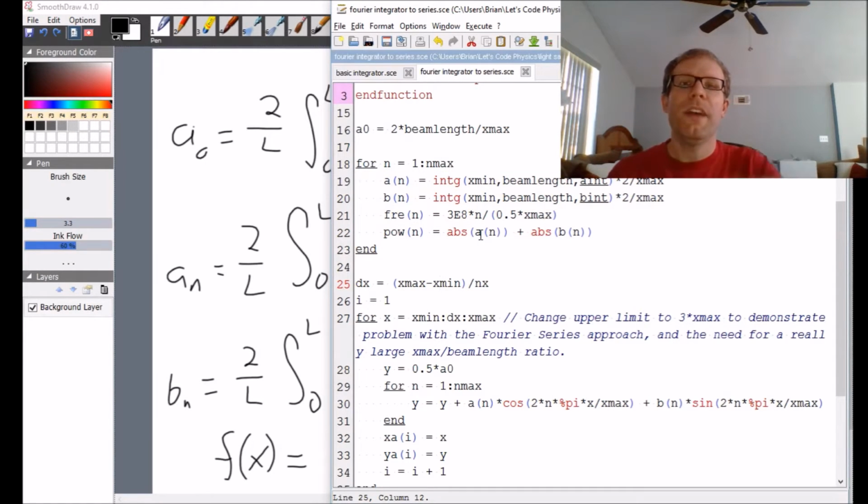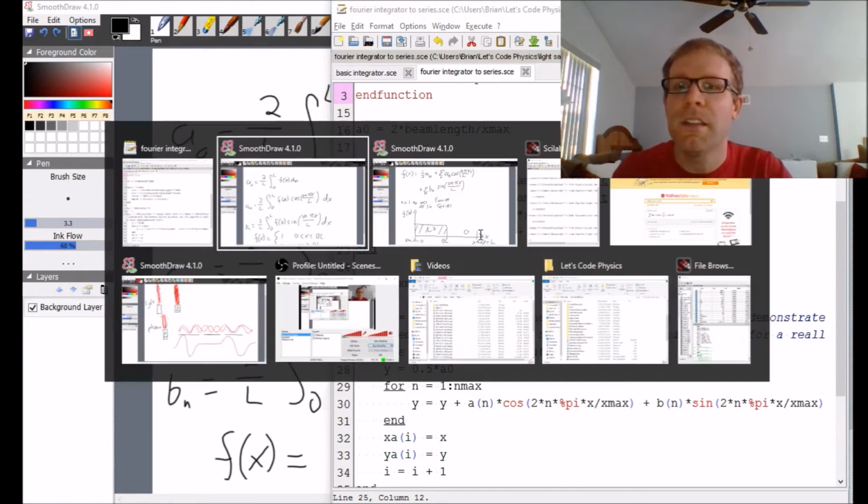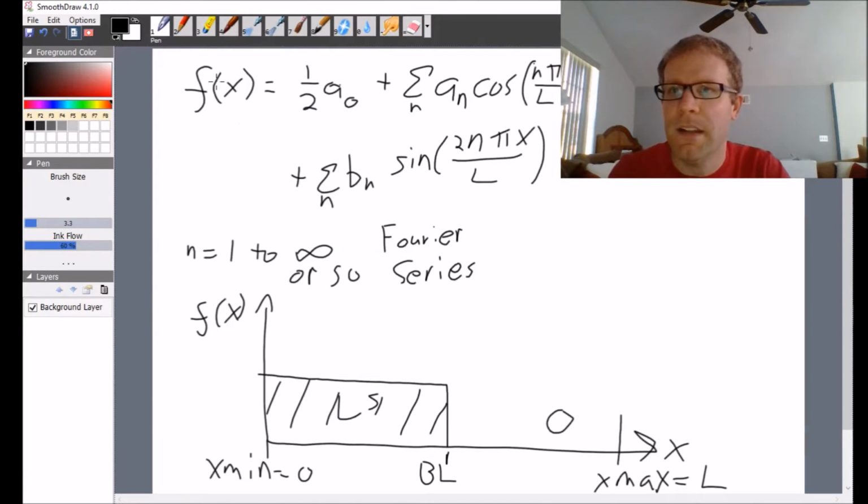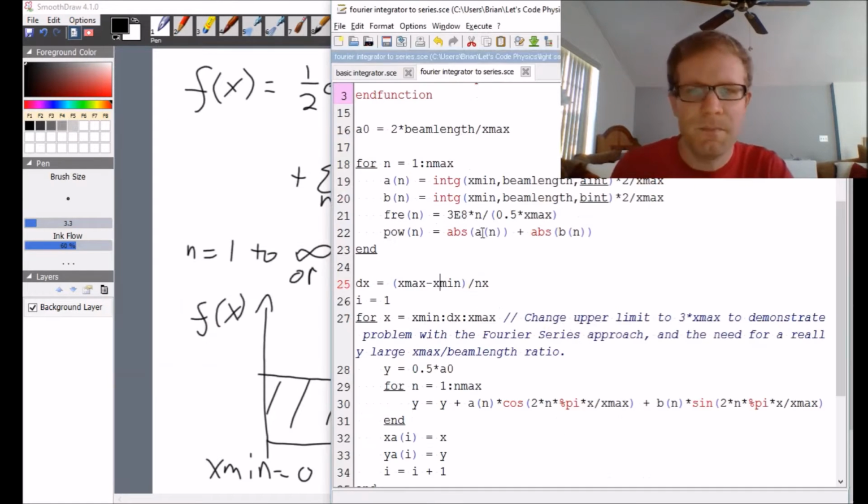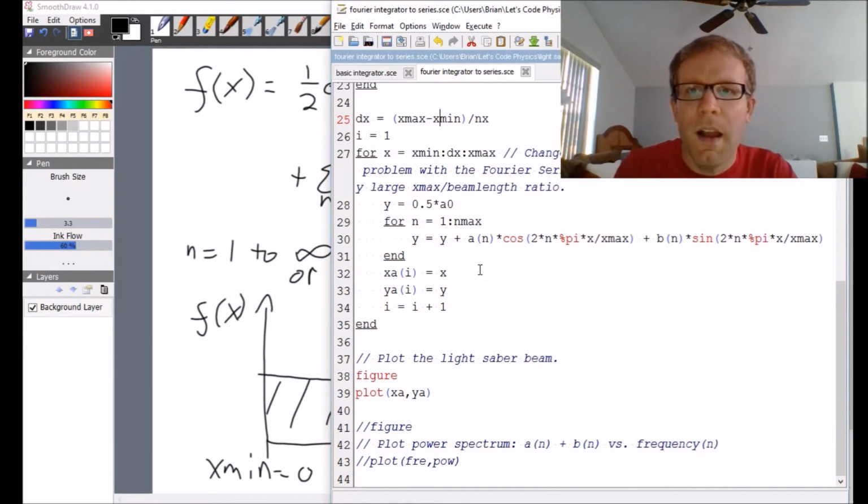Cool. So once we've gone through that loop, we have all the ANs and the BNs. And then to get the function back, to actually create this function out of these waves, we just have to set up this equation here. 1/2 A0 plus the sum of all the ANs times their cosines plus the sum of all the BNs times their sines.